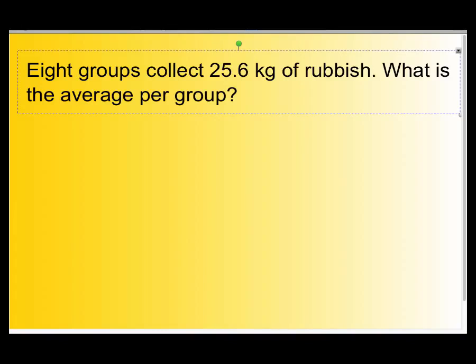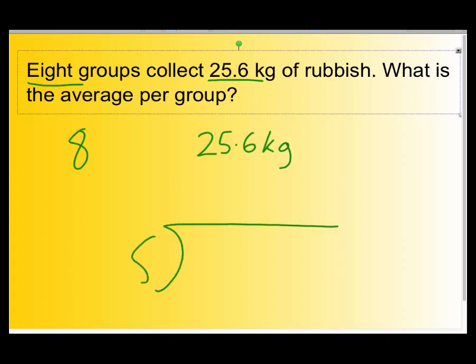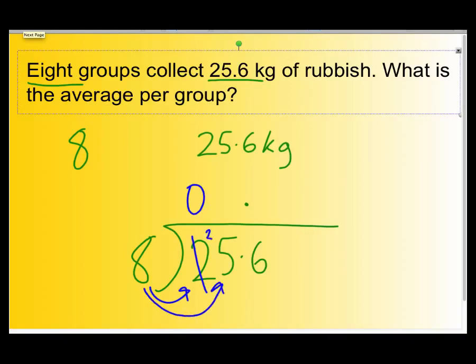Okay, and I hope you've had a go, and this is what you should have done. Well, there's 8 groups, and you've got 25.6 kilograms of rubbish. What's the average per group? So again, it's a division sum. It's really 8 groups into 25.6 kg of rubbish, and you've got to reflect the decimal point. So here we go. 8 into 2, you can't do, so that can just be a 0, but then you've got to carry the 2 as well, don't you? 8 into 25, you can do.